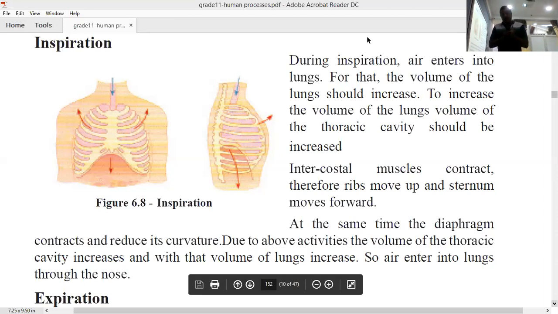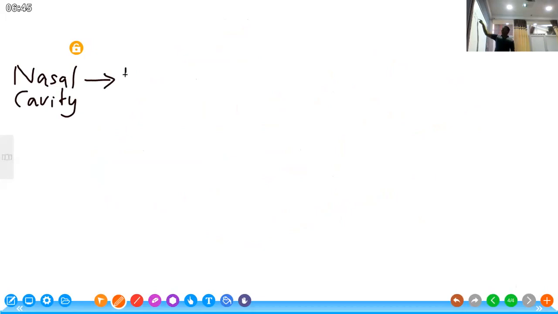Then you can draw a flow chart of air flow from the atmosphere into the lungs by using arrows. This is how air flows from the atmosphere into the lungs, starting with the nasal cavity, then to the pharynx region. From the pharynx, it goes to the larynx or the trachea, the windpipe.